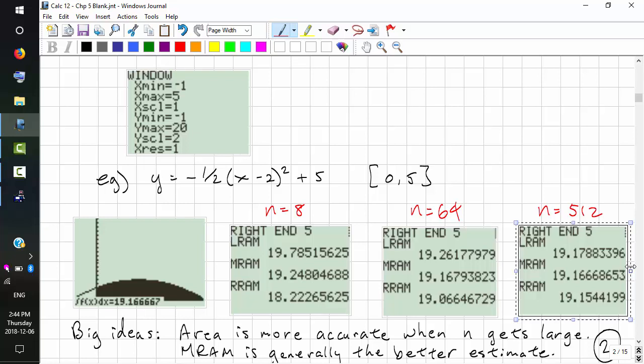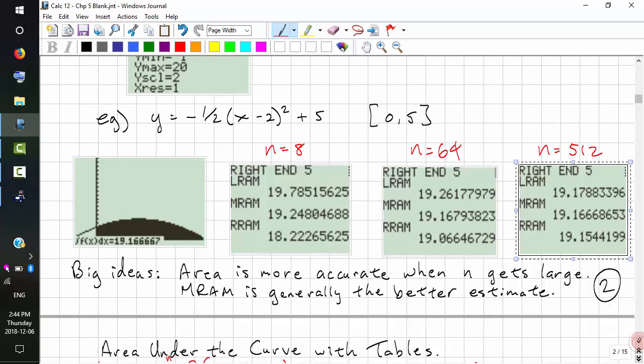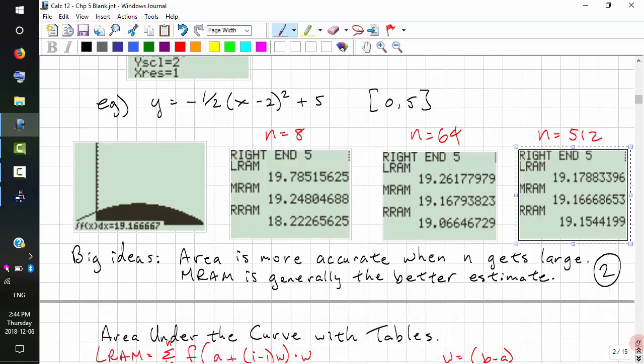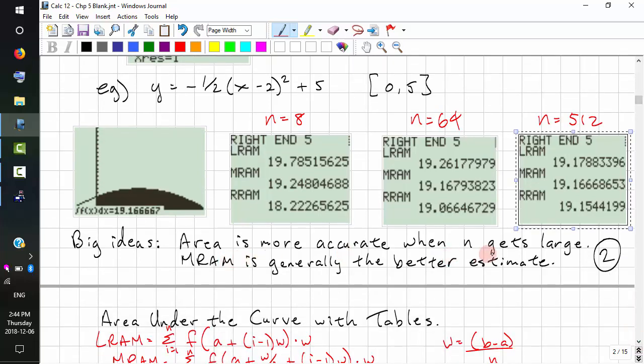Okay, and what we're trying to do is see patterns. Again, we're converging to one value, and that's this value. So the middle RAM gets very close at 512 partitions. Even the LRAM and the RRAM are still getting close at 512. So the big idea is this is important. The area is more accurate as n gets large, and MRAM is generally the better estimate.